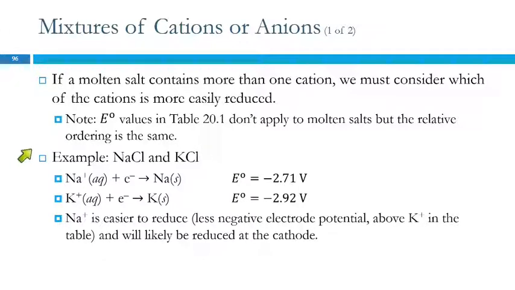So the example here, if you had sodium chloride and potassium chloride mixed together, what would happen? Well, sodium is reduced at minus 2.71 volts. Potassium is reduced at minus 2.92 volts. Sodium is easier to reduce, and so the sodium will get reduced and the potassium will not.